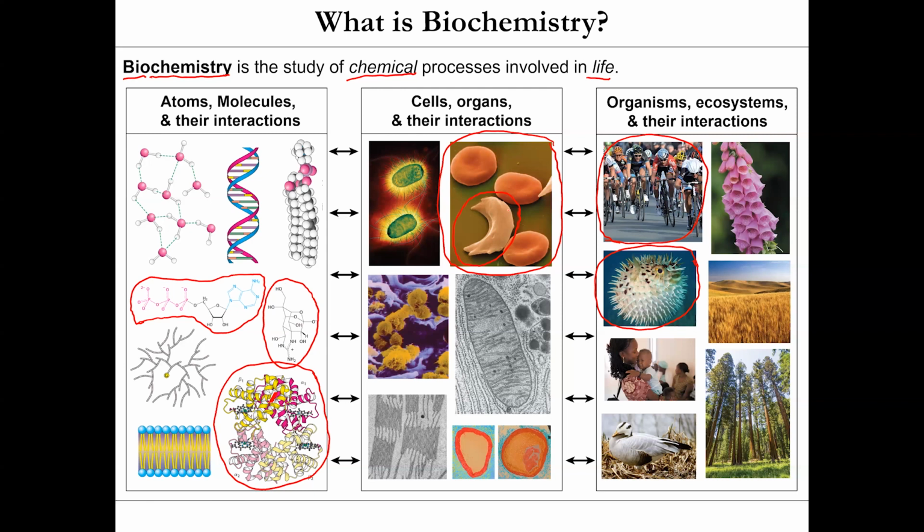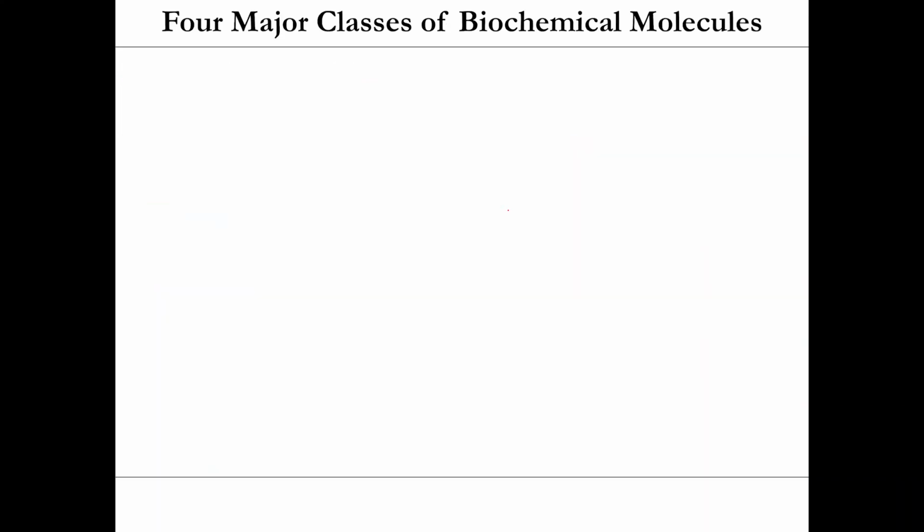Overall, biochemistry is the study of chemical processes involved in life. It's very important for things like agriculture and medicine and nutrition, and it'll be very important to any further studies that you have down the line. There are 4 major classes of biochemical molecules that you're going to need to know and that you're going to come across over and over again in the study of biochemistry. Pretty much all of biochemistry is built on these 4 classes of biochemical molecules.